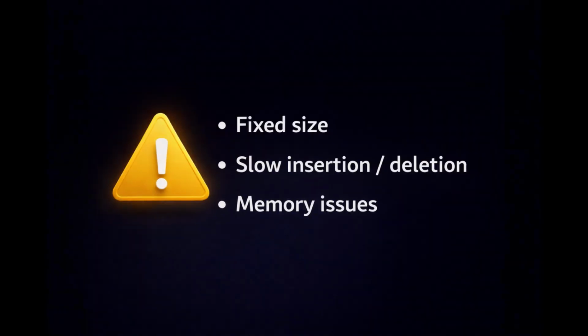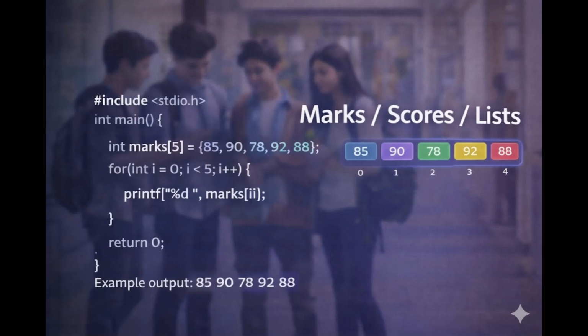Arrays also have some limitations. The size is fixed, insertion and deletion are slow due to shifting, and sometimes memory may be wasted. In real life, arrays are mostly used to store things like student marks, game scores, or a list of data.